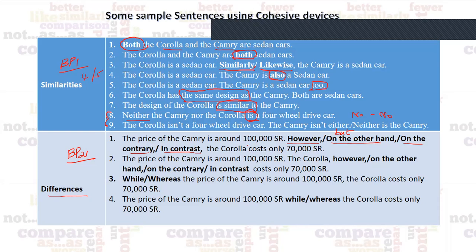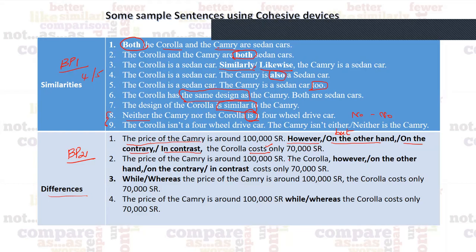The price of the Camry is around 100,000 riyals. However, comma, or on the other hand, comma, or on the contrary, comma, in contrast, comma, any one of them. The Corolla costs only 70,000. See, here we use the price of, and here we use cost. Don't again repeat this. In contrast, the price of the Corolla is only, no, that's not a good style. So you need to show a variety. So here we start with the price, and here we start with the cost.